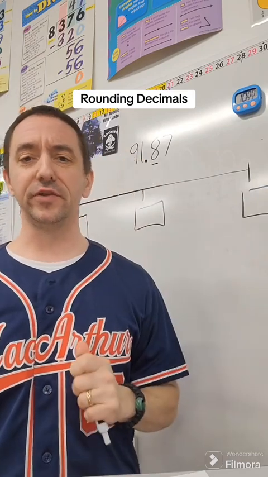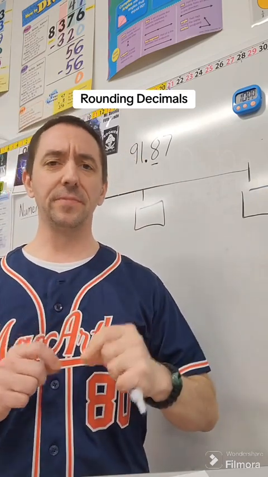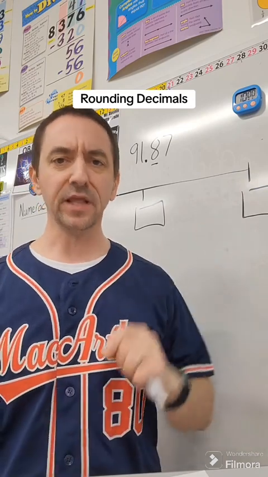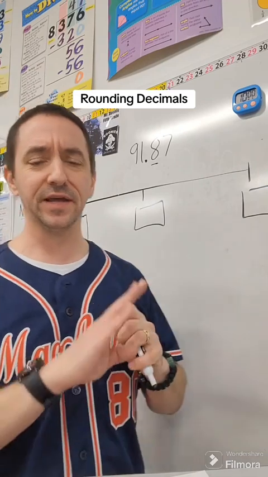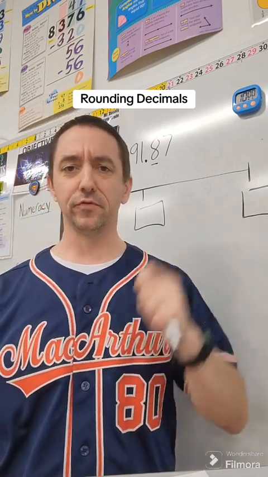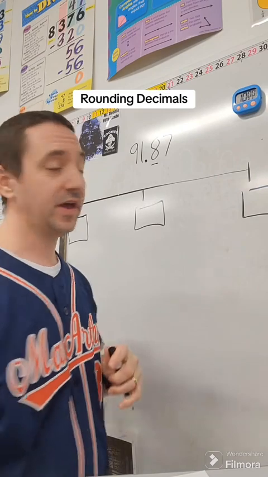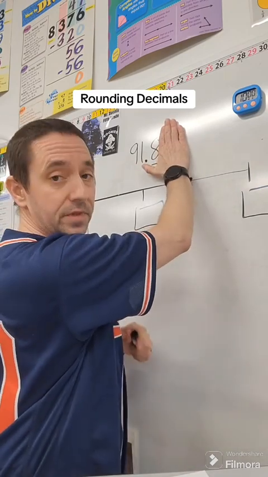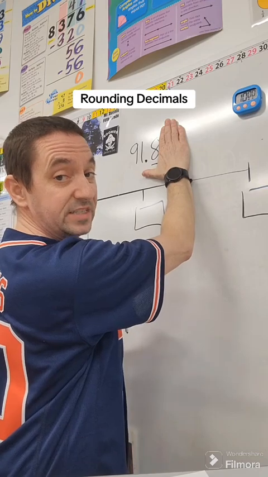Now, this is the little trick I do with my kids to help them get the number line established. The first thing I'm going to do is tell them to cover up everything after the place value of the number we're rounding to. So in this case, the tenths. And I'm going to cover it up. And that's going to leave me with 91 and 8 tenths.